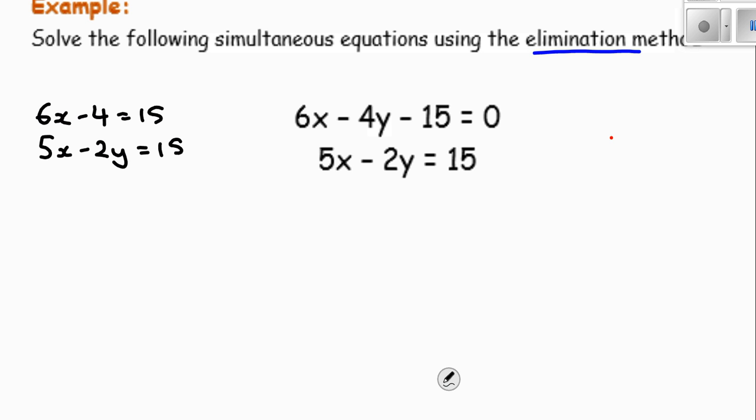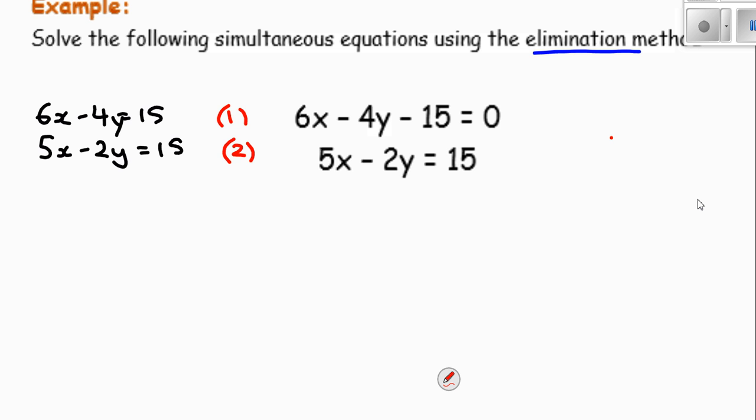So 6x minus 4y. Notice I'm putting them into the same side. 5x minus 2y. This is good practice. So what are we doing? Here's equation 1. Solve simultaneous equations. We have to make one of the variables the same. The x is not the same, so we have to make the y the same. Yeah, exactly. So which one is it?